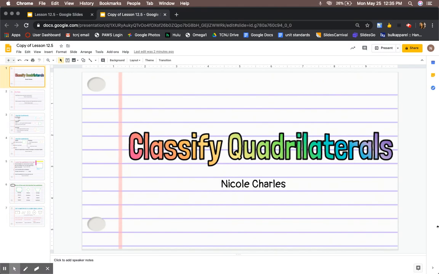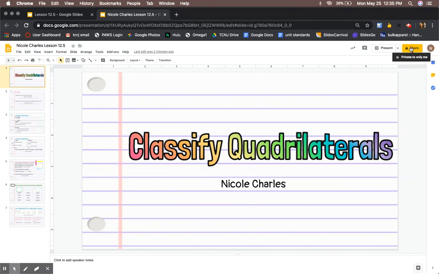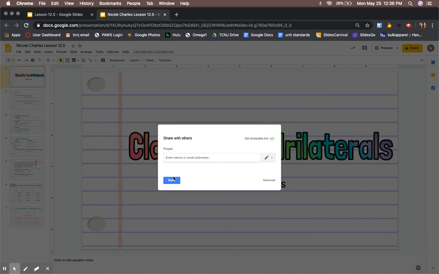Hi everyone, so today's lesson is going to be 12.5 on classifying quadrilaterals. When you first make a copy of this lesson, up here it's going to say copy of lesson. Change that to your name, and then also down here you can change your name to say your name and not mine, and then make sure to share it with your teachers.